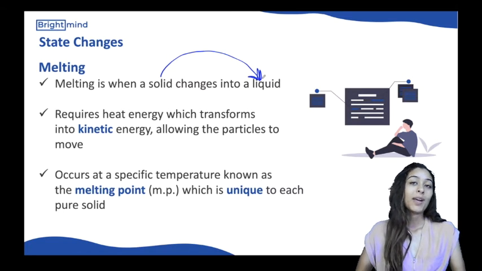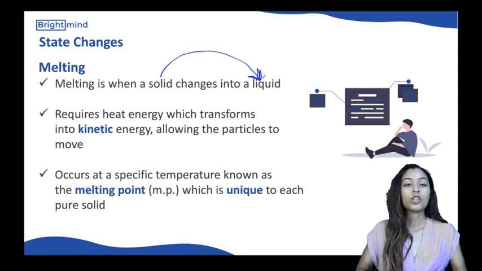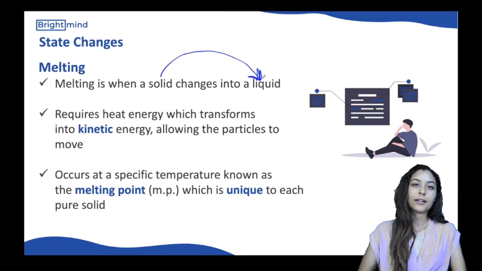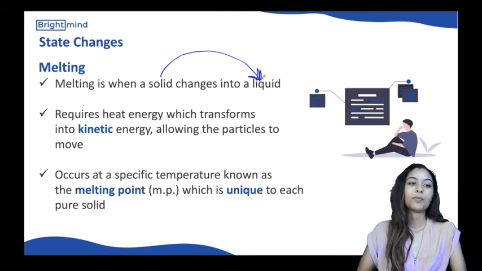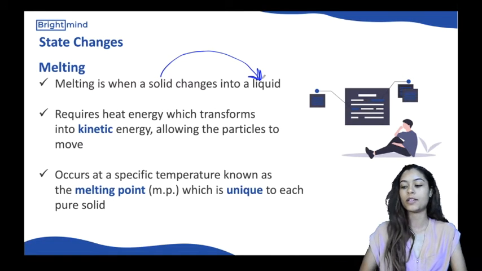So melting requires an input of heat energy, which is then transformed into kinetic energy. And we know kinetic energy is the energy due to motion, so it allows the particles to move, and therefore the solid is going to start melting into a liquid. And it occurs at a specific temperature known as melting point, and this is unique to each pure solid.